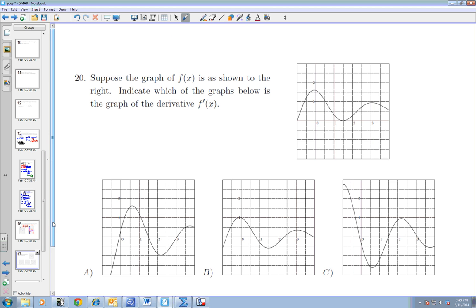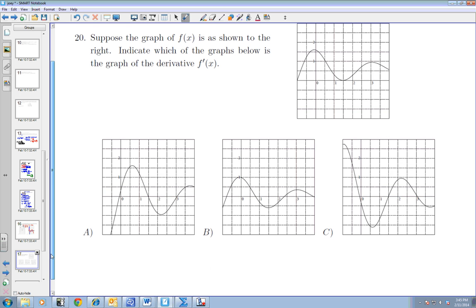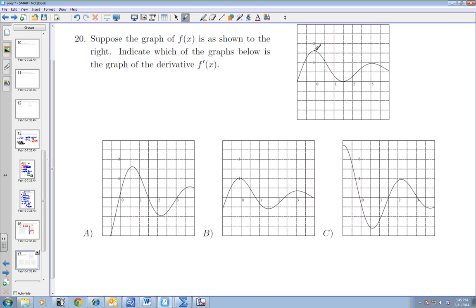Number 20, suppose the graph of f of x is shown. Indicate which of the graphs below is the graph of the derivative. So I always find my maximum and my minimum because those are the places where it's going to cross the x-axis. So I know at 0 or a little before 0, it should be crossing the x-axis on my derivative because I have a max there.